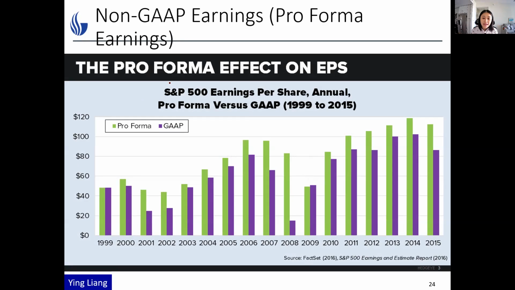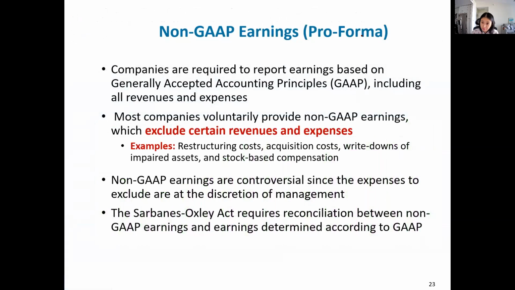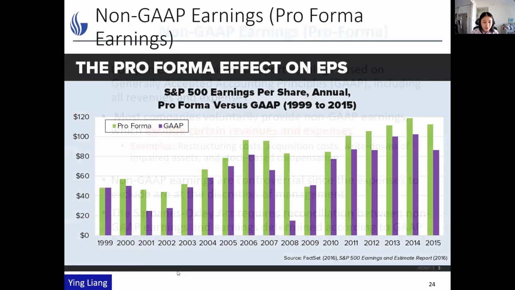This is the S&P earnings per share, EPS, annual. The S&P 500 is an index that includes 500 big companies. The green one is pro forma, or non-GAAP. We call non-GAAP by the second name, pro forma. Green is pro forma, and the purple is the EPS according to GAAP. So we have 17 years.